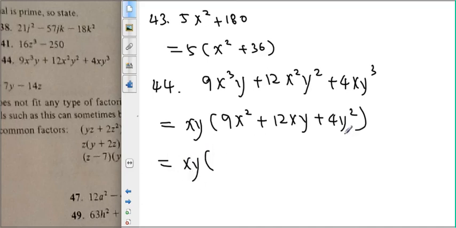Now, here we have xy. Then what do we end up getting? Oh, wait a minute, this is a perfect square. So in fact, what this one ends up being is 3x plus 2y times 3x plus 2y. Then you can see that 3x times 2y gets you 6xy, and then we have 2 of those. Therefore, we get 12xy. And that becomes number 44.